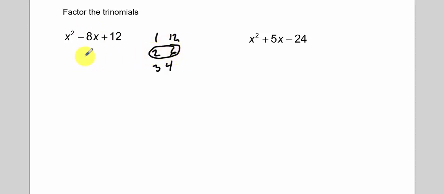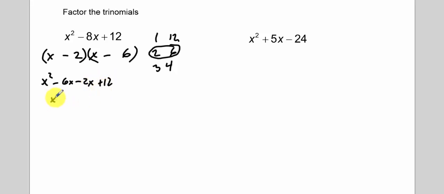Now what we have to do is write our binomials out, x in the front, and then I'm going to need a 2 and a 6. In order to get a +12 when I multiply and -8 when I add, I'm going to need both these terms to be negatives. When I FOIL this out, you'll notice I get x squared minus 6x minus 2x plus 12, which is x squared minus 8x plus 12. Done.